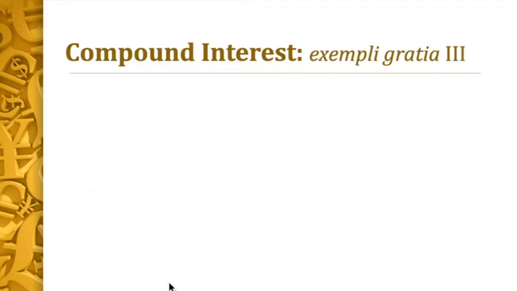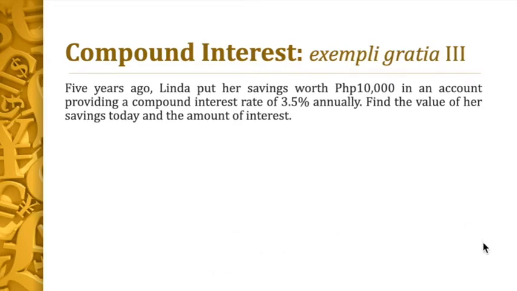Okay, for number 5, 5 years ago, Linda put her savings worth 10,000 pesos in an account, providing a compound interest rate of 3.5% annually. Find the value of her savings today and the amount of interest.